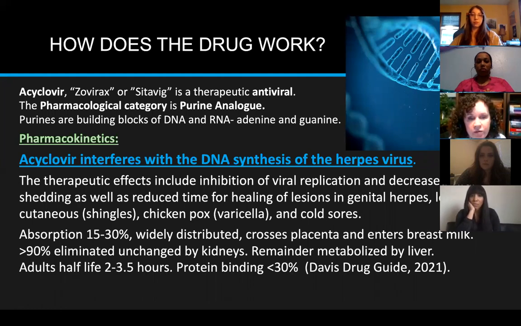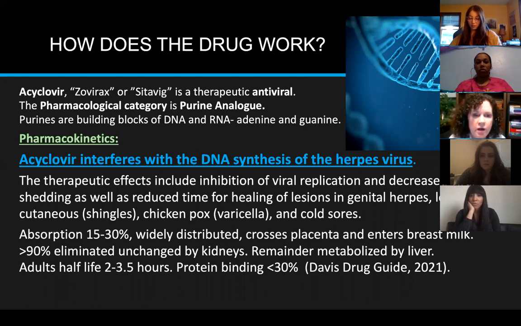The therapeutic effects include inhibition of viral replication and decreased viral shedding, as well as reduced time for healing of lesions in genital herpes, localized cutaneous herpes, which is shingles, chickenpox, also known as varicella, and cold sores.